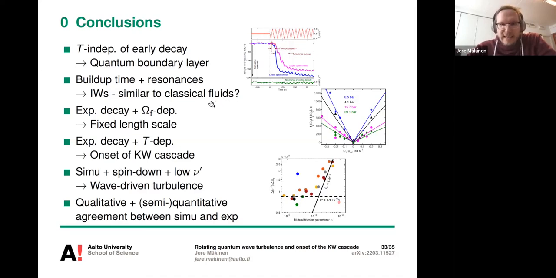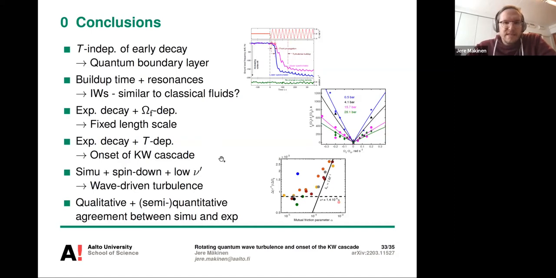Are these identical to those in classical fluids? That I don't know, but we do see some effects in the vicinity of inertial resonances, plus the propagation velocities coincide with what you would expect for them. From the exponential decay plus the final angular velocity dependence, we see that this dissipation length scale is fixed by the intervortex distance.